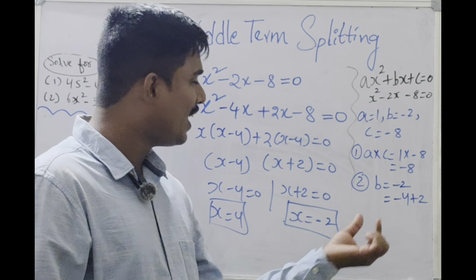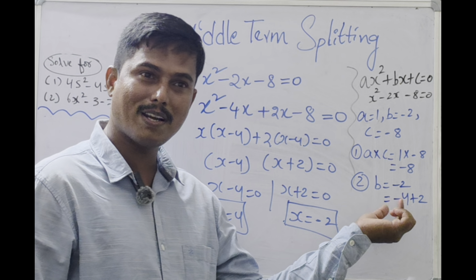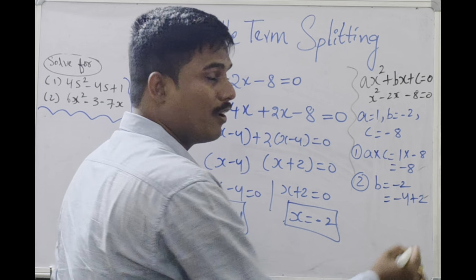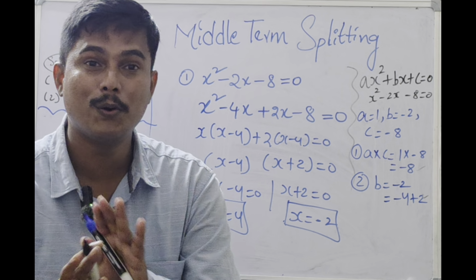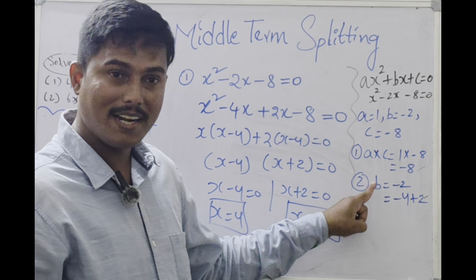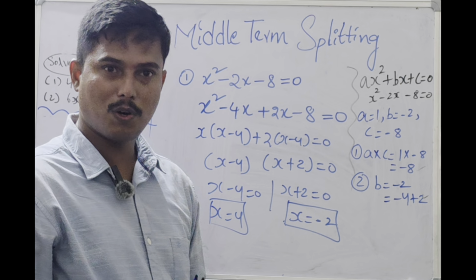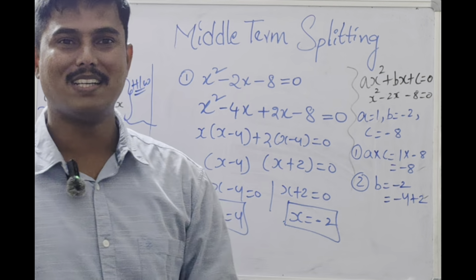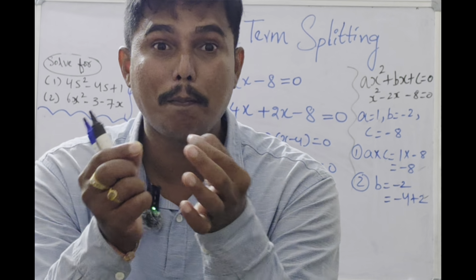First condition is met. But what about the second condition? If you multiply these two, it should be minus 8. Minus 4 into 2, minus 8. So first and second condition met. If you see minus 6 into 2, minus 12, don't take, because second condition is not met. They should satisfy both conditions, because minus 4 plus 2 is minus 2, and minus 4 into 2 is minus 8. That's why you are supposed to split b.